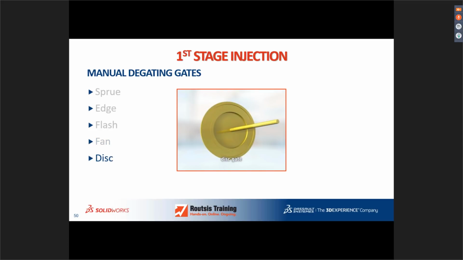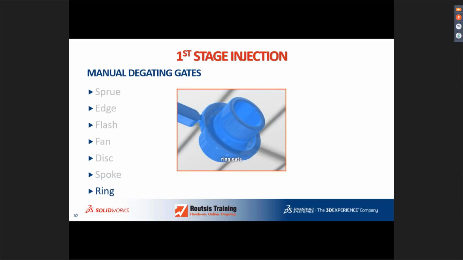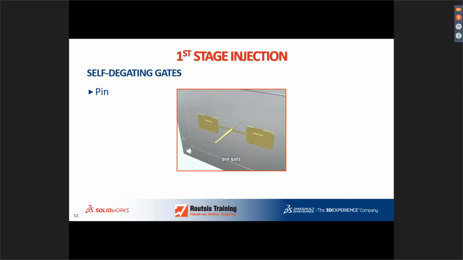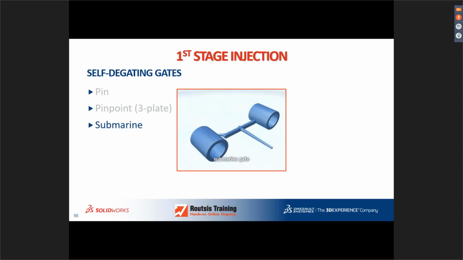This is a disc gate. This is typically what you see in a CD or a DVD. This is a spoke or picture frame gate. This is a ring gate. These are pin gates, and they're self-degating because the weight of the part will cause the parts to detach from the gate. This is a pinpoint gate that's typically found on a 3-plate mold. This is a submarine gate, which again is self-degating and the most popular of the self-degating gates.